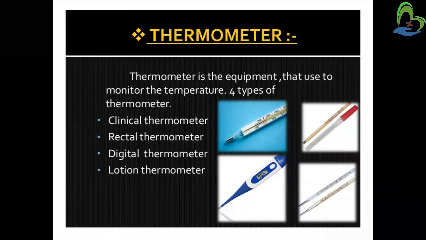Thermometer. A thermometer is equipment used to monitor temperature, and there are four types of thermometer for checking the temperature. The first is the clinical thermometer, the second is the rectal thermometer, the third is the digital thermometer, and the fourth is the lotion thermometer.